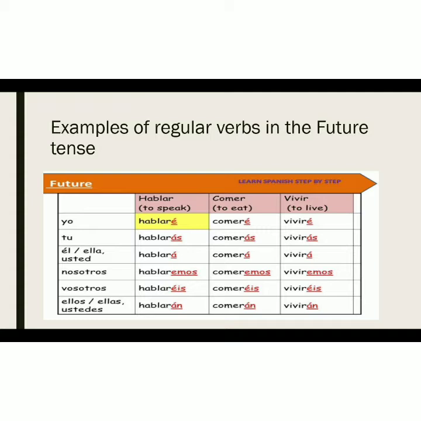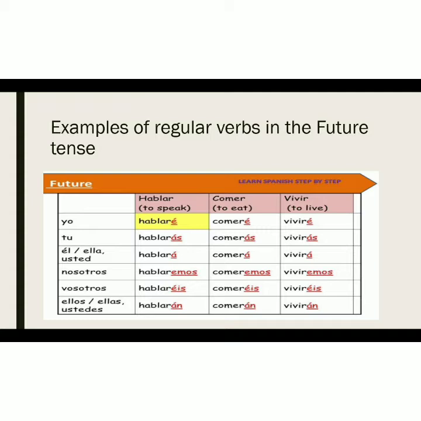Please note that the future tense endings are in red color. Now, for example, yo hablaré. What do you think this means in English? It means I will talk or I will speak. Next, we look at the conjugation of comer. Yo comeré, tú comerás, él, ella, usted comerá, nosotros comeremos, vosotros comeréis, ellos, ellas, ustedes comerán.